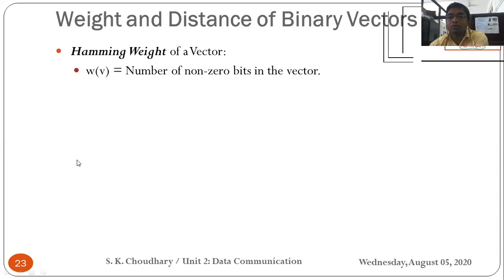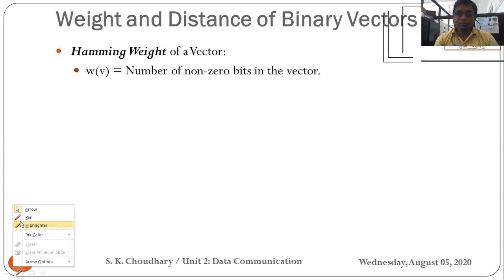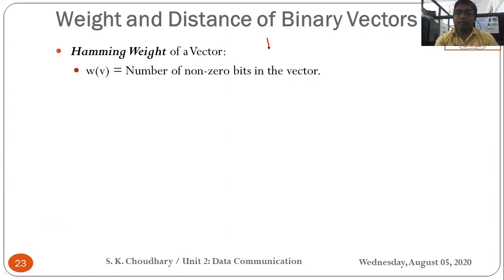Okay, the number of non-zero bits present in your vector is called the Hamming weight. For example, suppose you have 3-bit data like 101. Here, the Hamming weight is the number of non-zero elements. How many? 2. Hamming weight is 2. Similarly, suppose this is the 3-bit data; the Hamming weight here is 1. So this is nothing but the number of non-zero bits in the vector.